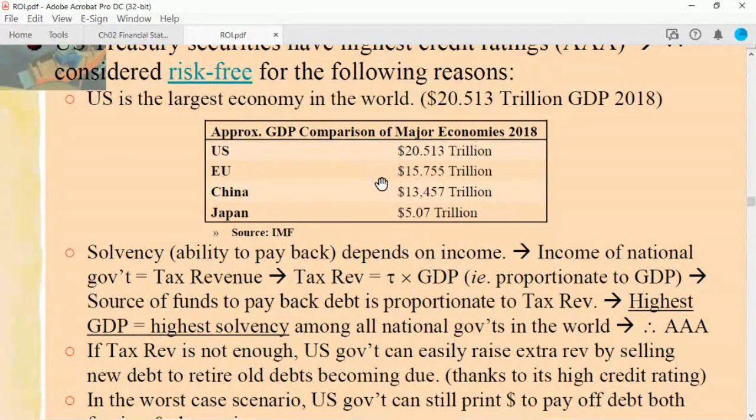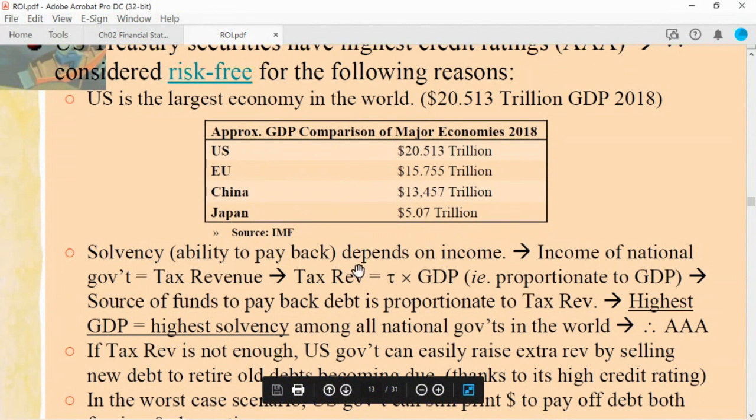Now, Germany alone is about 3-point-some trillion. France, slightly below 2-point-something trillion, 2.5, and then the UK about 2.2 trillion. Regardless, there is no dispute. The U.S. is the largest economy in the world, and the largest economy in the world has the largest tax revenue. And the government with the largest tax revenue has the highest solvency, right?